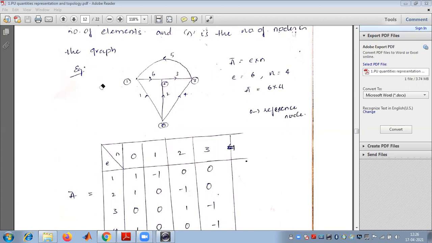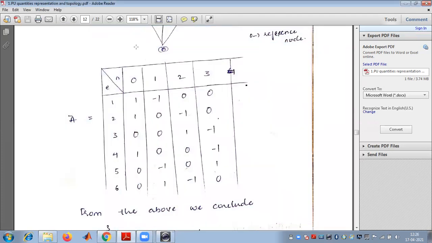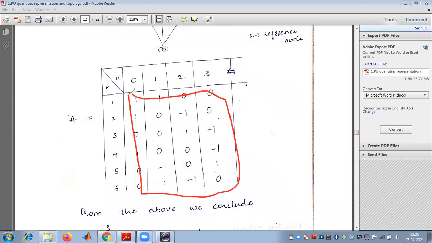Now, according to that, we are going to determine the first row of the element node incidence matrix. Element node incidence matrix. So this is for your sake, not for actual purpose. So the actual node incidence matrix is only this one, 6 by 4, right?